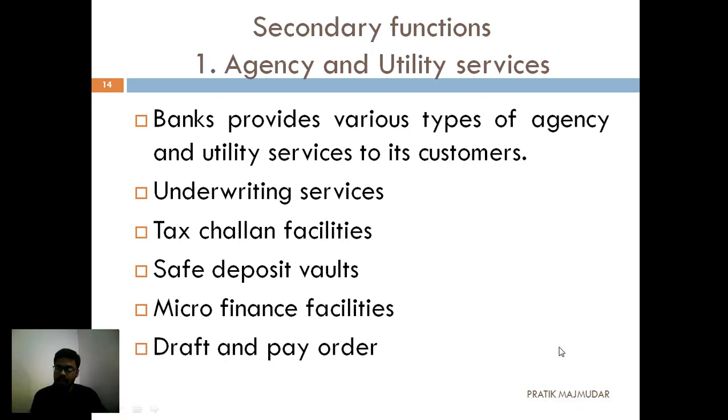Now see the next one. Okay, so with this we have completed the primary functions of a commercial bank. Now we are starting with the secondary functions of a commercial bank, starting with the first one, that is agency and utility services. Apart from the primary functions, banks do some secondary functions as well. For example, banks give agency and utility services to their customers: undertaking services, underwriting services, the tax challan facility, safe deposit vaults and locker facilities, some microfinance, and they make demand drafts and pay orders. So these are called the secondary functions of a commercial bank.